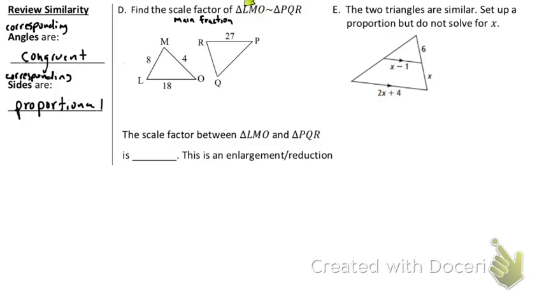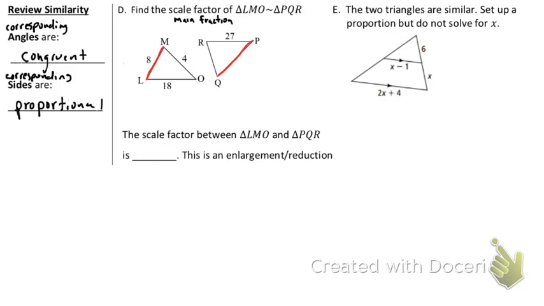LM is the first two letters here. So I want to see the first two letters in the second statement, which is PQ. So LM, based on the statement above, matches with PQ. If you notice, that's not a good two sides to find the scale factor because I don't know what PQ is. So let's choose a different set of sides.